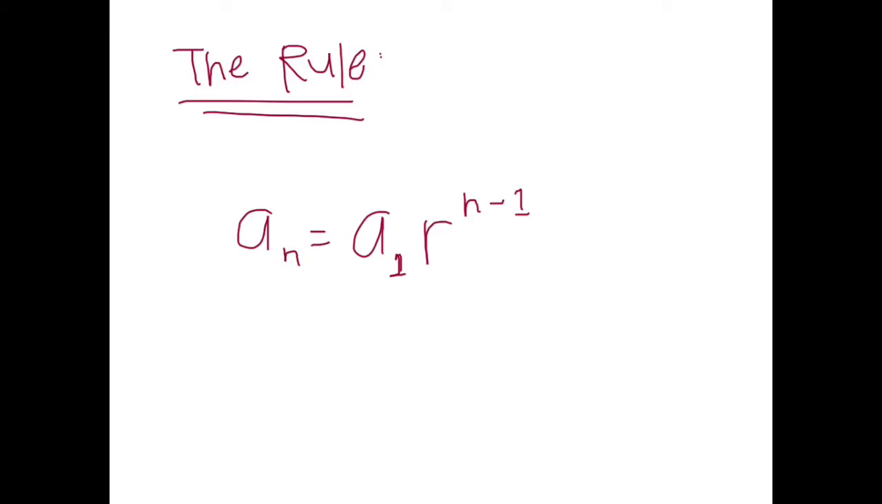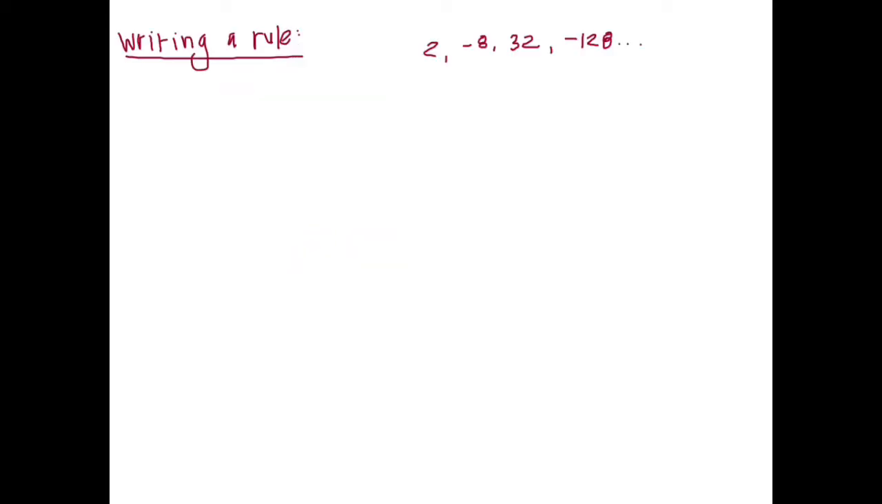So let's move on and use this rule to actually create our own explicit rules for geometric sequences. I have a sequence. It's 2, -8, 32, -128. And I'm going to come up with a rule that represents this sequence. So the first thing I need to do is identify the common ratio. Let's take a look. We have our second term is -8, the first term is 2. So that simplifies to give me -4.